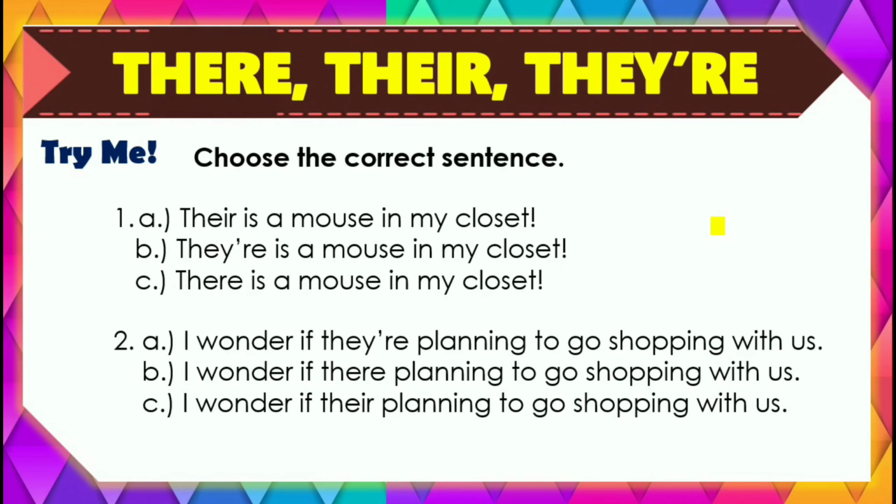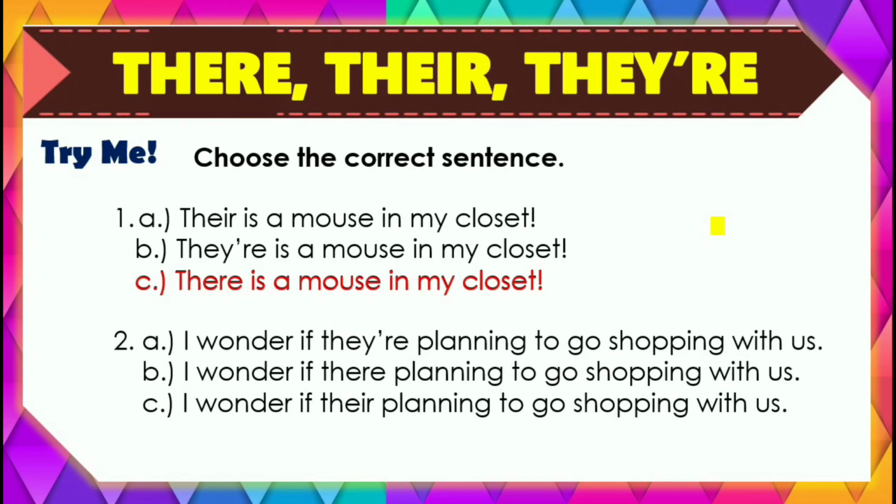Let's start our lesson by answering these 2 items. All we need to do is to choose the letter of the correct answer. Let's have number 1. A. There is a mouse in my closet. B. There is a mouse in my closet. C. There is a mouse in my closet. Which sentence is correct? And the correct answer is letter C. That's right, it's letter C. Now what about number 2?